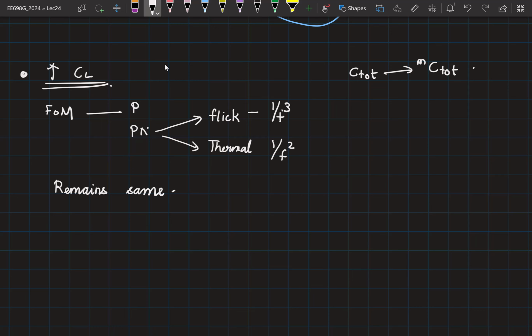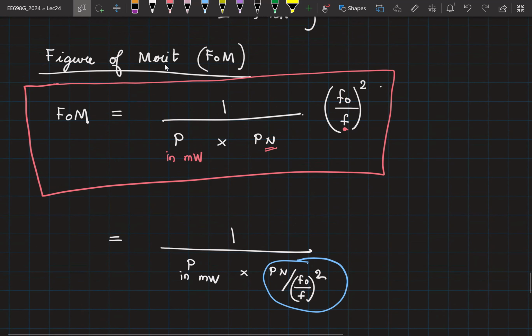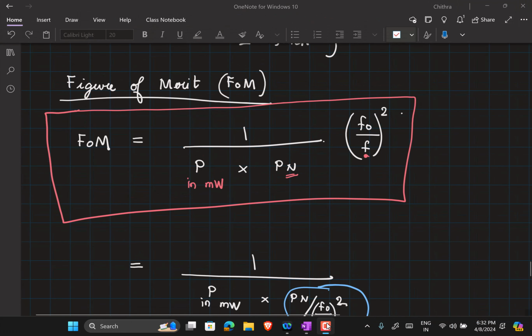Is that okay? Okay. So for next class, please think of whether it is good to have a larger FOM or a smaller FOM, and whether your FOM is going to change as your F changes, the offset frequency. Right? And then we'll start from this point onwards. Thank you.